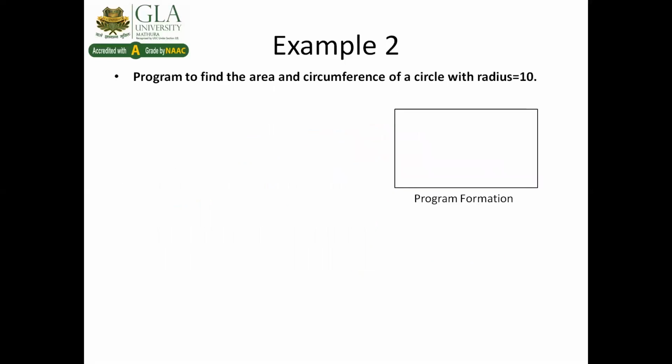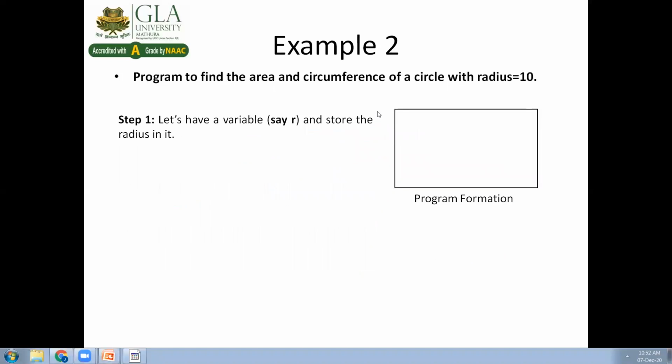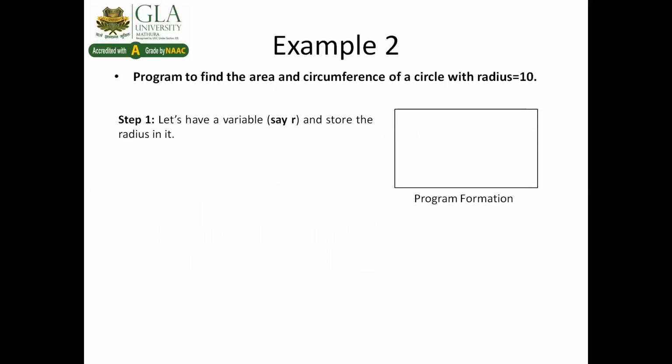Coming to the second example, let us take that we want to find the area and circumference of a circle when the radius of the circle is given as 10. So how we are going to do that? We are going to first take a variable r and store the radius in it, because we know that the radius we are having is 10. So we are going to have r equal to 10. So r equal to 10, what it will be doing? It will be storing the value 10 in the variable r.